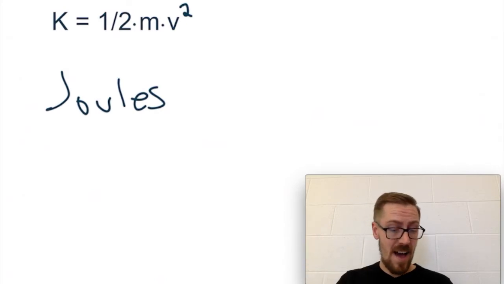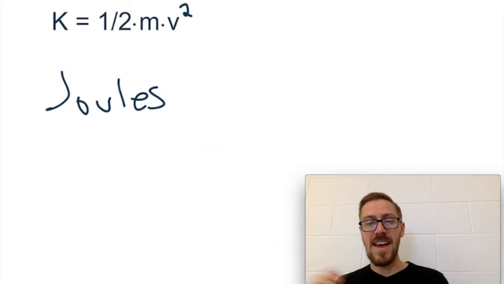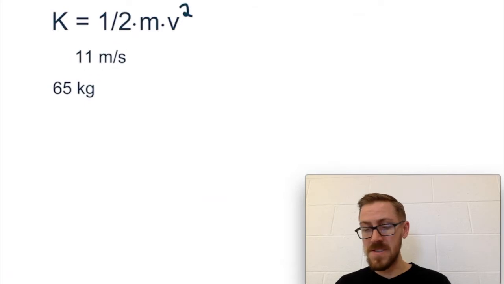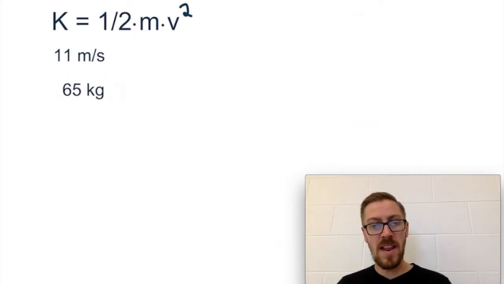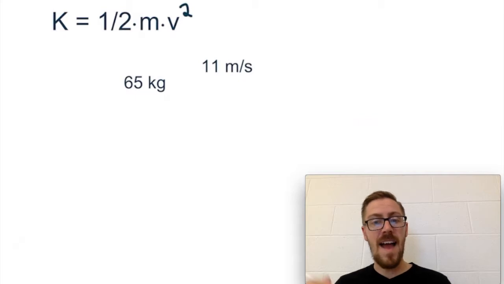We're going to use this information to find how much energy something has. If you know how fast something is moving and you know its mass, you can find how much energy it has. Let's say I give you 11 meters per second and 65 kilograms. 11 meters per second is about as fast as a person can run, and 65 kilograms is about the weight of a small person. So you put this in for the m, you put this in for the v, and then you just use your calculator to run the numbers from there.